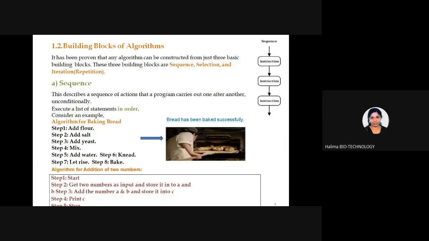Then we also saw the building blocks of the algorithm. There are three main building blocks: sequence, selection, and iteration. Sequence is the sequential format, selection is wherever the if statement comes, and iteration or repetition is either a for loop or a while loop. All these are called iteration. Any algorithm you write should fall into these three categories: sequential, selection, or iteration.